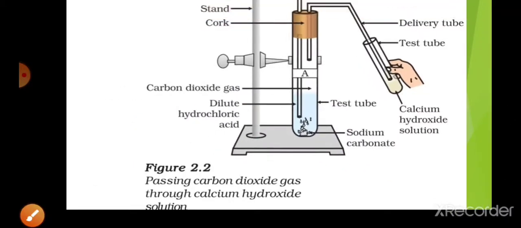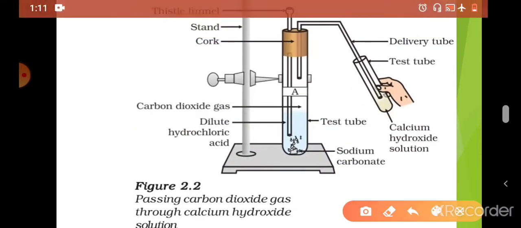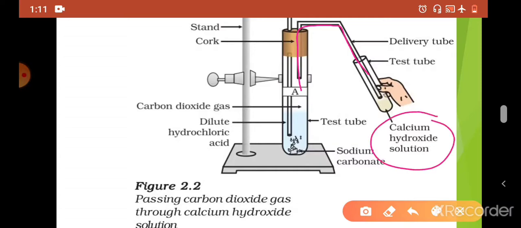Now this carbon dioxide gas, what are we going to do with it? When it is passed through calcium hydroxide solution, that is slaked lime, we have studied in chapter 1 that slaked lime becomes turbid. These experiments we have done in previous standards also. So it becomes a milky white solution when it is passed through calcium hydroxide.